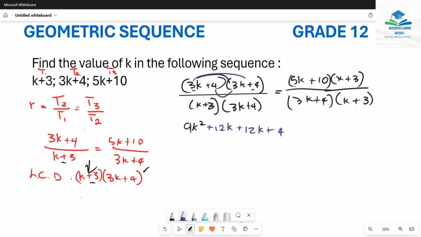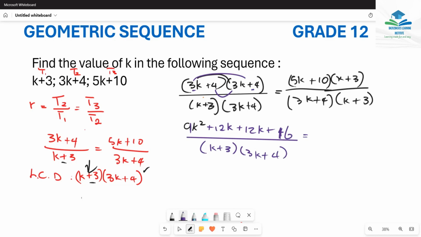is going to give you your 16, isn't it? So this is going to be your 16. Now remember your 16 here. Then this is going to be 16 over k plus 3, and this one is the same as 3k plus 4, right? So basically, that is going to be that.